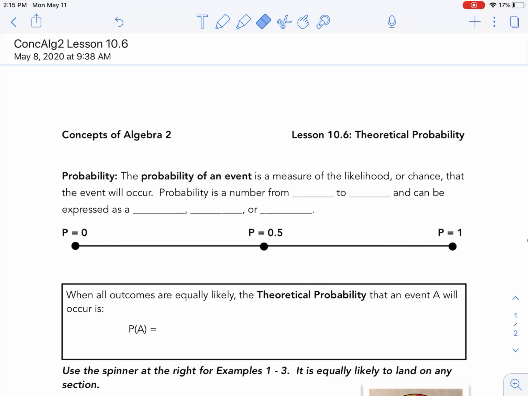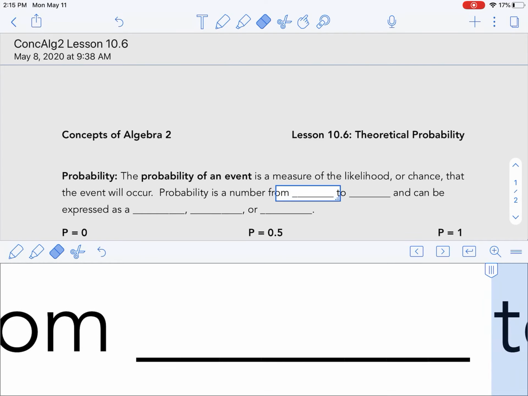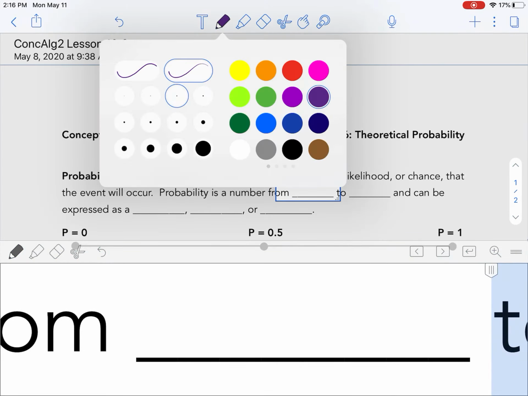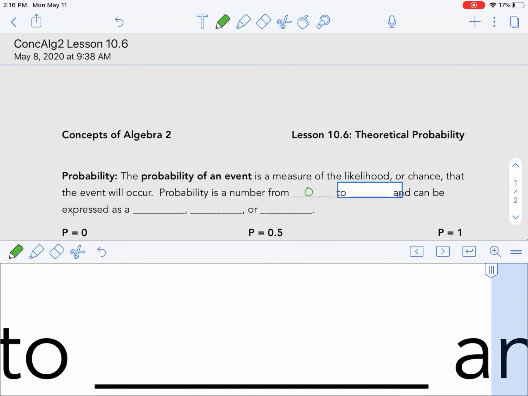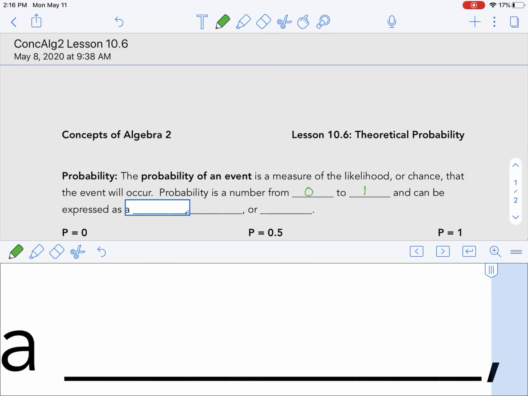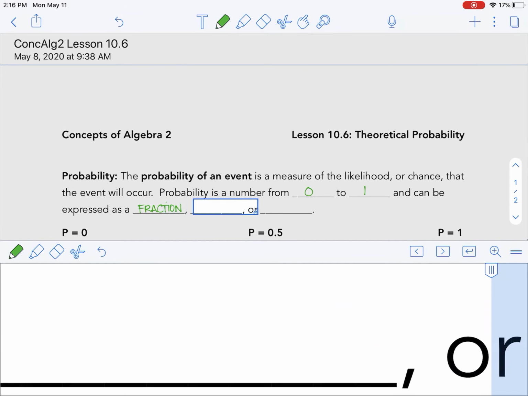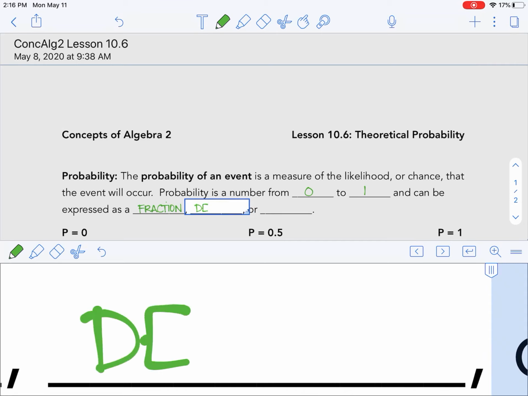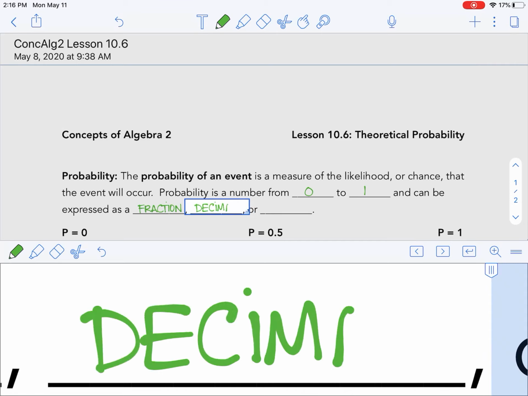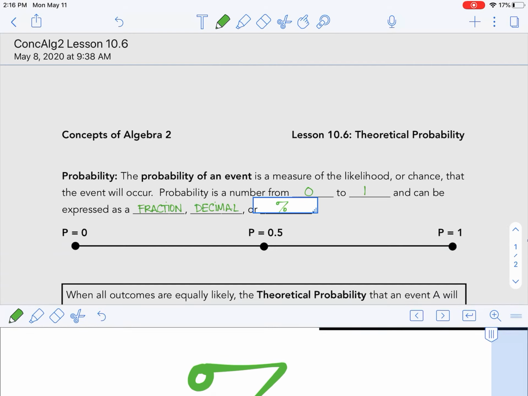The probability of an event is a measure of the likelihood or chance that this event will occur. When we work with probability, it's going to fall somewhere between 0 and 1. When you write it in your homework, even though all the answers are in fraction form, you have 3 ways you could write your answer: as a fraction, as a decimal, or as a percent.